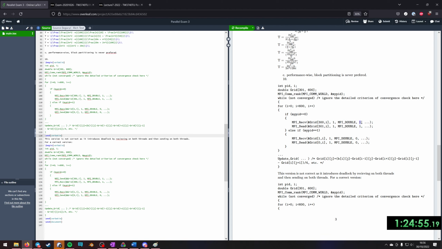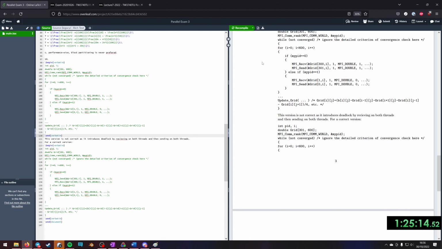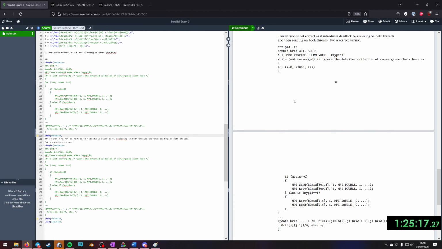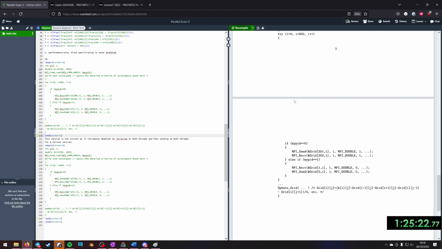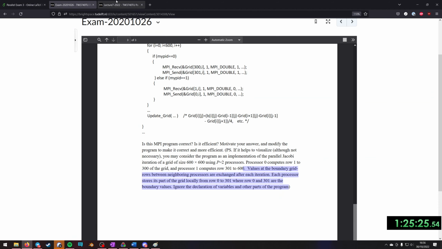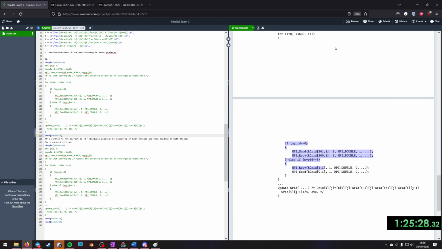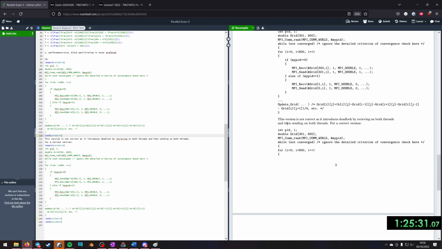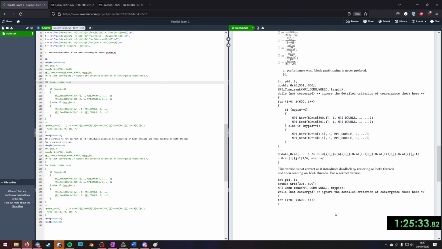So hold on, what's this argument again? Oh, we're sending to 0 or to 1. Okay. So this is where it needs to look at how much you're sending, what you're sending, and to whom you're sending. That's the receiving part you have now, right? Oh yeah, I need to look down here. So all we care about right now is this. The update grid stuff, I don't believe we have to care about, or the sending. Oh, my indentation is wrong. That's why it doesn't make sense.